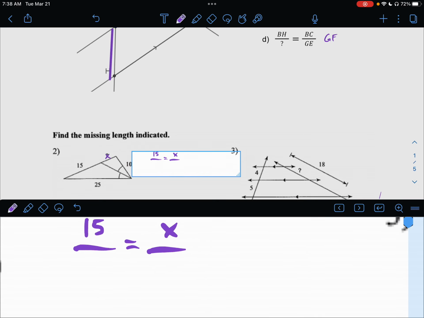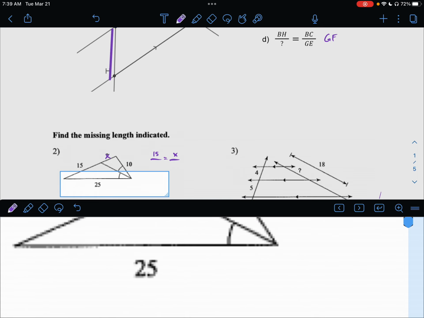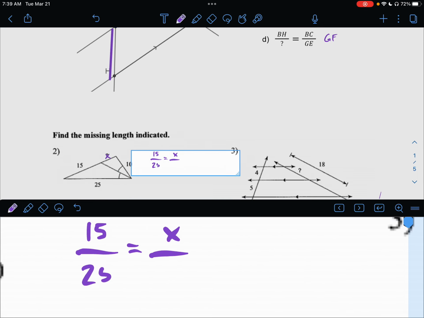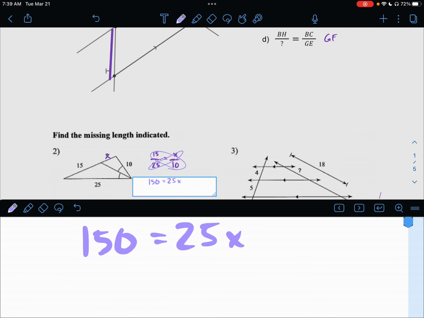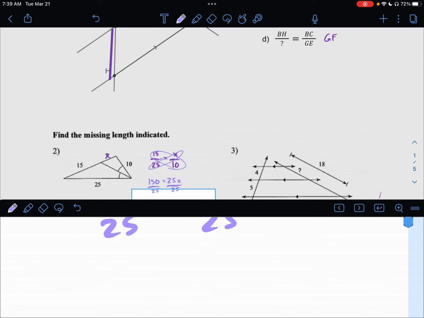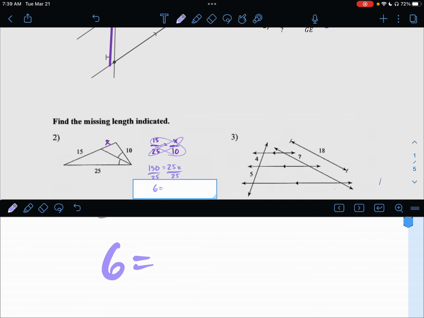I can't just set things equal. So the 15 is crossing that 25, it's on that same triangle. And this x is on the same triangle as this 10. From here, we can just cross multiply and solve. So I cross multiply here. 15 times 10 will give me 150. 25 times x is 25x. And then divide both sides by 25 there. And we're going to get that x is going to equal 6 here.